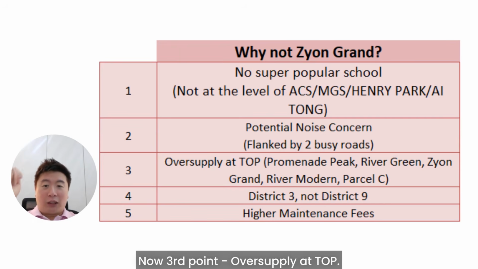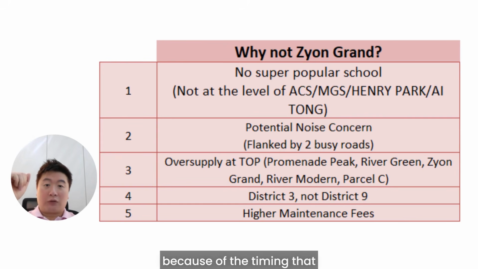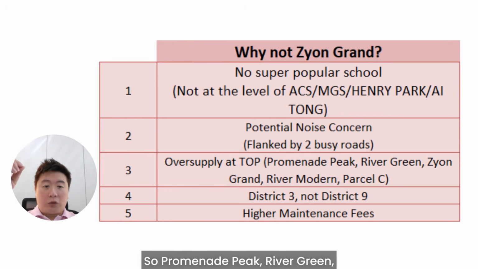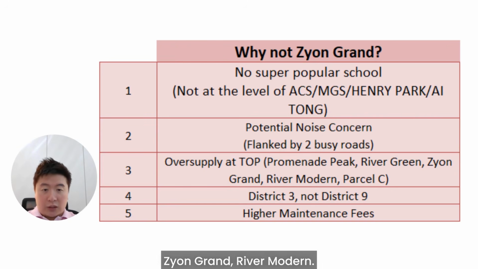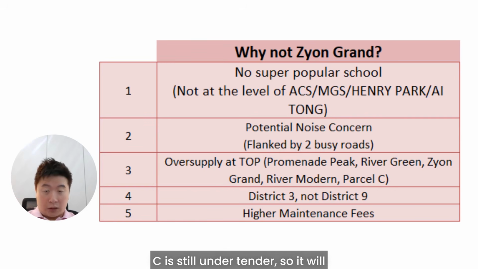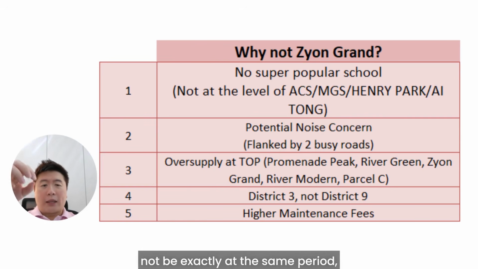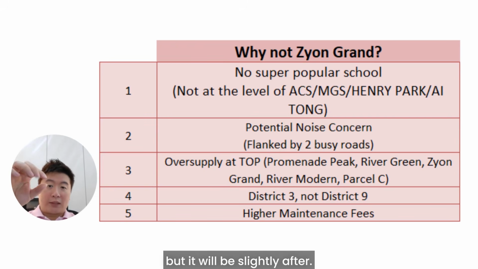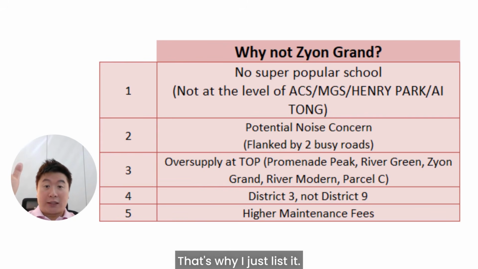Now, third point, oversupply at TOP. Yes, this is unfortunate, but it is a situation that's happening because of the timing that our government has released all the different land plots. So, Promenade Peak, River Green, Zyon Grand, River Modern. Now, River Modern is a tentative name for Parcel B, the River Valley Green Parcel B. There's also Parcel C, but Parcel C is still under tender. So it will not be exactly at the same period, but it will be slightly after. So it may still affect later. That's why I just list it.